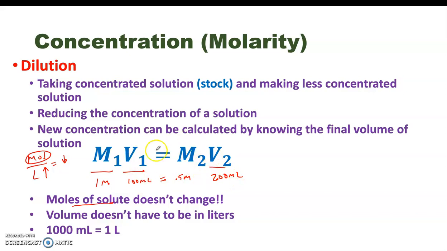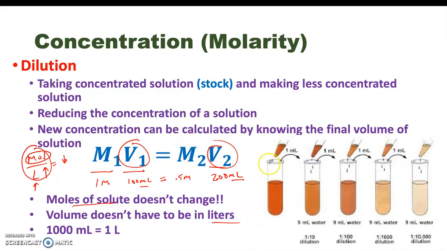So this is a useful equation when calculating dilutions. Note that the volume does not have to be in liters. In this equation here, it did. This volume had to be in liters. In this equation, you can have milliliters as long as you have milliliters on both sides. You can have liters as long as you have liters on both sides. The volume units have to be consistent. They can be whatever you want them to be as long as they are consistent.